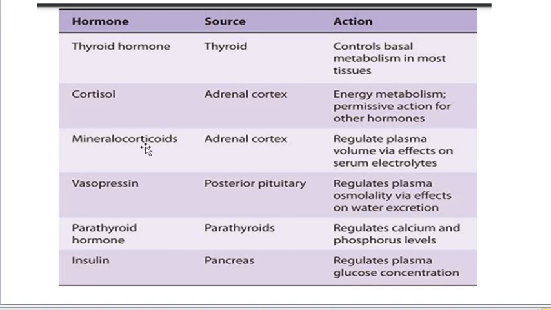Next, mineralocorticoids, which are classified into aldosterone. They regulate the plasma volume via their effect on serum electrolytes. Next is vasopressin, which regulates the plasma osmolality. Next, the parathyroid hormone is involved in regulating calcium ion level as well as phosphorus ion level, whereas insulin is involved in regulating the plasma glucose concentration.